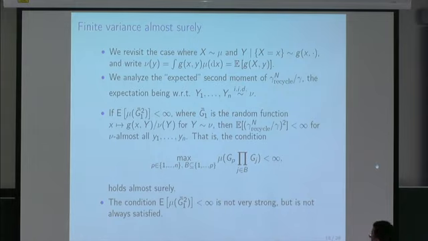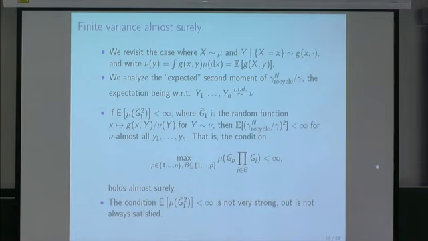Then it's not too hard to see that the second moment of the approximation will be finite for nu almost all y1 up to yn. So, as long as this condition is satisfied, you're in good shape for actually using this type of estimator. And this condition, at least in some models, you can actually verify quite easily.